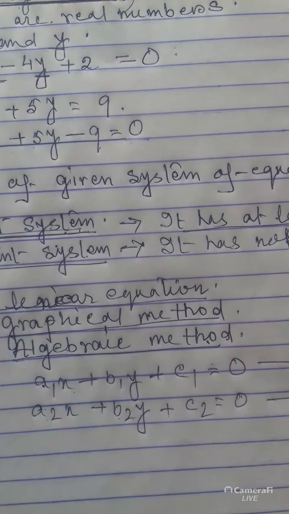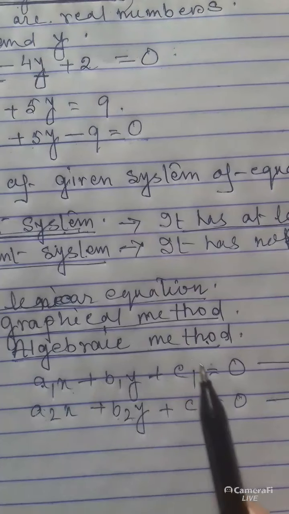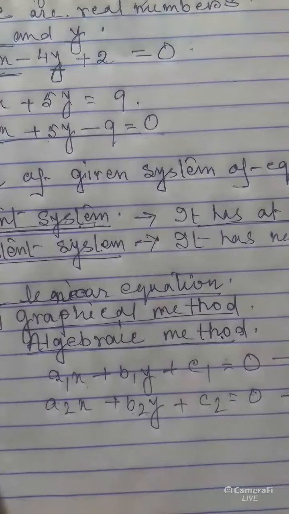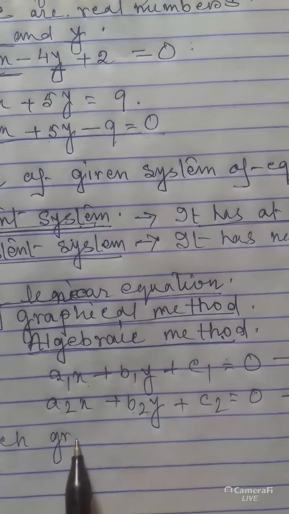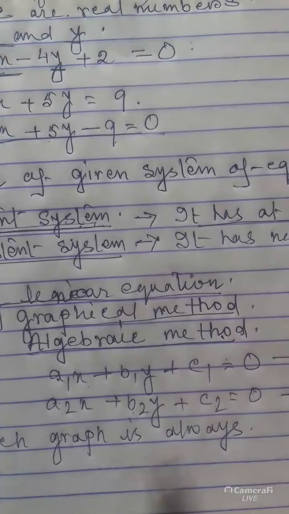When we draw the graph of each one of the given linear equations on the same graph paper, each graph is always a straight line.